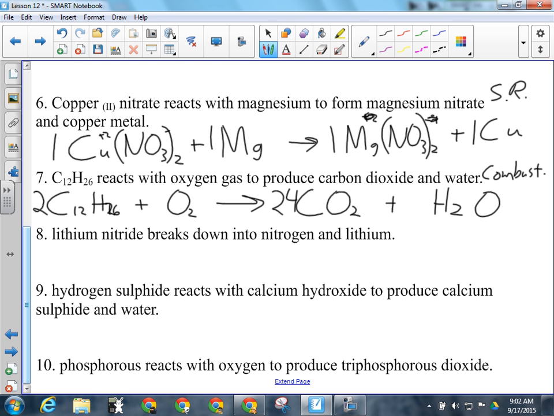We're going to have some big numbers to deal with. 2 times 26 is 52. So what times 2 will give me 52? 26. Luckily, it usually works out that way. Now I have to balance my oxygens because it's last alphabetically. So 24 times 2 is 48, plus 26 more, 74, right? I think so.